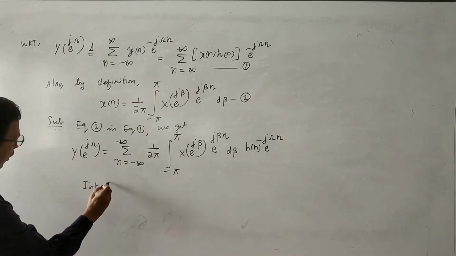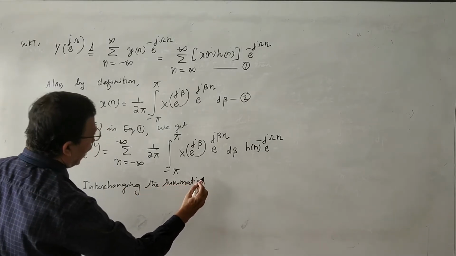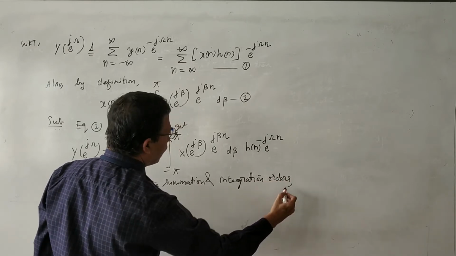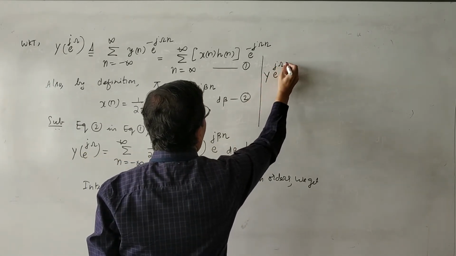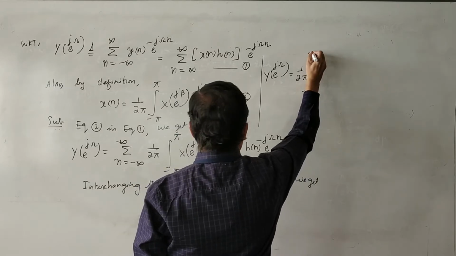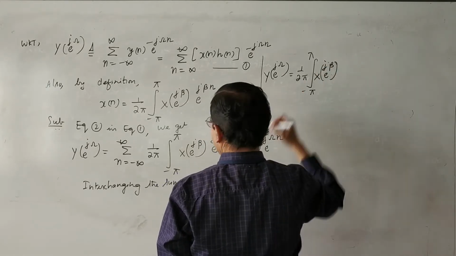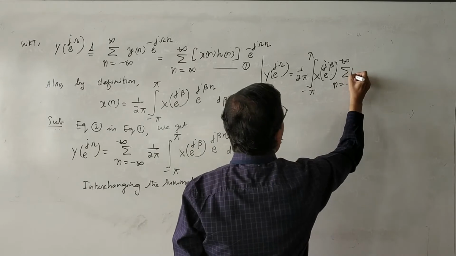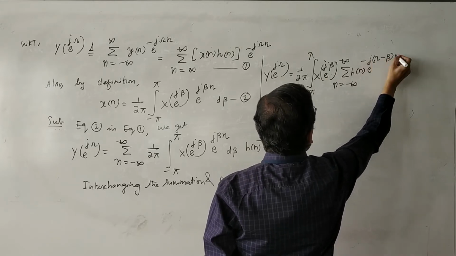Interchanging the summation and integration orders, we get y of e power j omega equal to 1 by 2 pi integration from minus pi to plus pi x of e to the power j beta summation n equals minus infinity to plus infinity h of n into e to the power minus j omega minus beta into n.